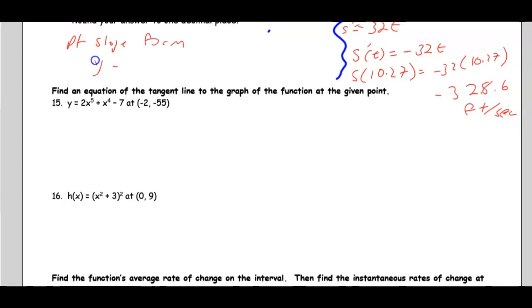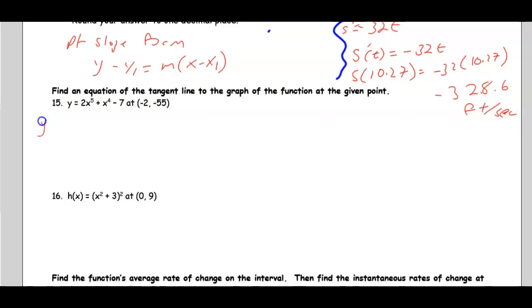Meaning y minus y1 equals m times x minus x1. So first of all, I need to find the slope. And how do I find the slope? Well, no, I don't need to find the slope on this one. We need to find the derivative. That's what we need to do, find the derivative, sorry.